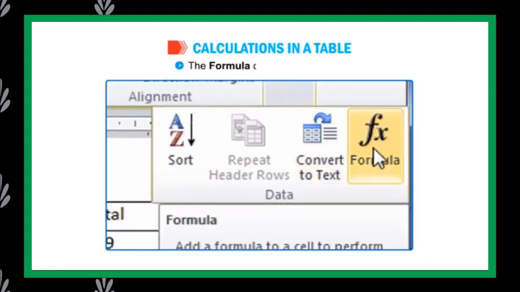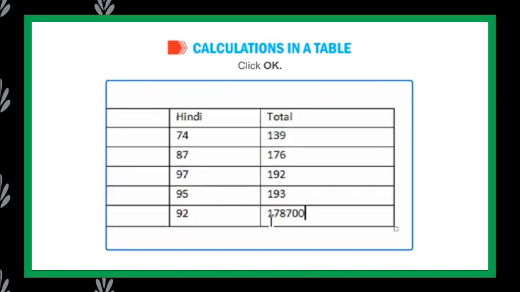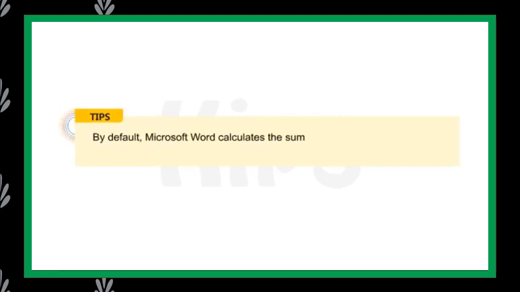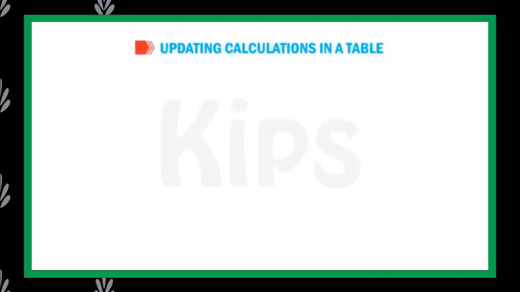The Formula dialog box appears. Note that the sum formula is already displayed. Click OK. The result appears in the selected cell. Now let me share a tip with you. By default, Microsoft Word calculates the sum of values in the cells lying in the column above or in the row to the left.